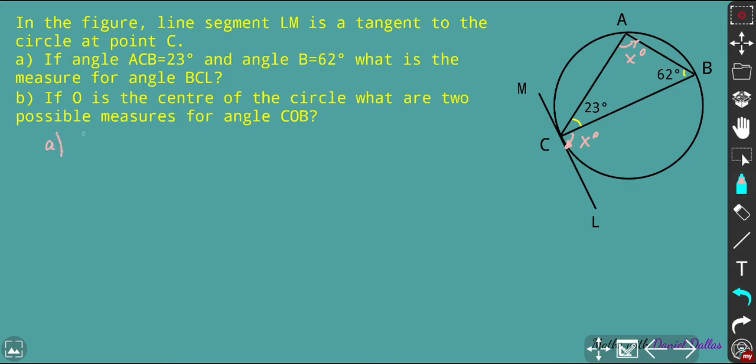So the solution for part A is pretty easy. From 180 degrees, you need to subtract the sum of the other two angles, 23 and 62 degrees. That's going to be angle X within the triangle, and actually our target angle X. Let's calculate 180 degrees minus 85. The answer is going to be 95 degrees.